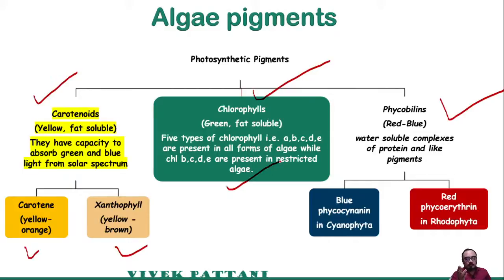And the last ones are the phycobilins, which may be red or blue in color. They are water soluble complexes of proteins and are like pigments, divided into two types. One is the blue one, the second one is the red one. The blue pigment is phycocyanin in the Cyanophyta, and the red pigment is phycoerythrin in the Rhodophyta.